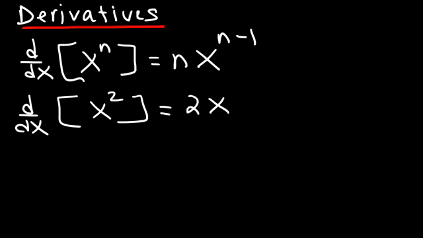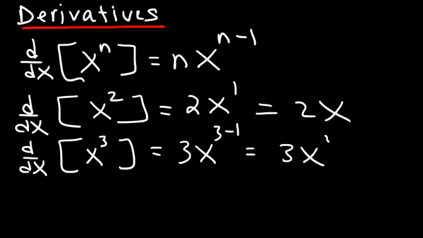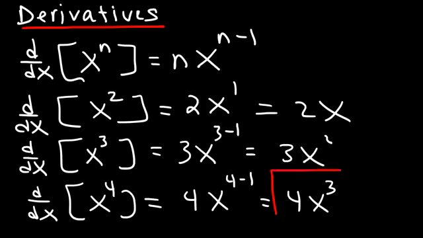So it's going to be 2 times x raised to the 2 minus 1, or just 1, so we get 2x. If we want to find the derivative of, let's say, x cubed, n is 3, so it's going to be 3x to the 3 minus 1, which is 3x squared. Now, if we want to find the derivative of x to the 4th power, it's going to be 4x raised to the 4 minus 1, which is 4x cubed. And so that's a simple process in which you could find the derivative of a function.